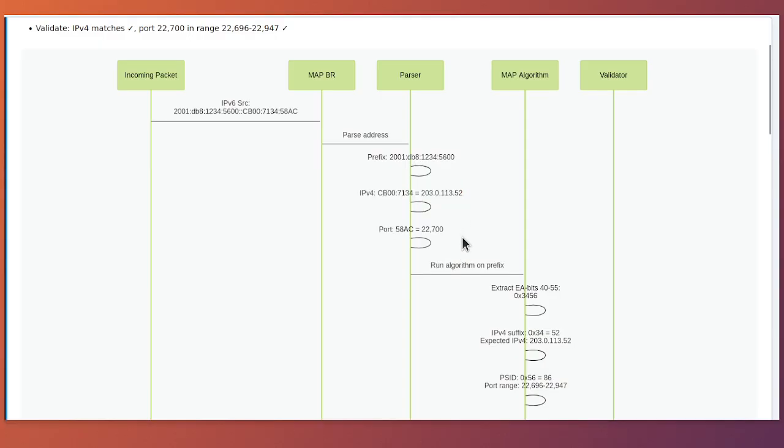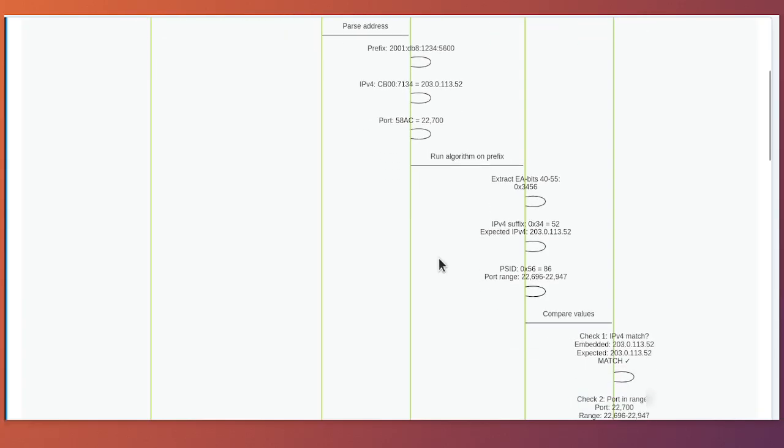The embedded IPv4 address is in hex groups CB00 and 7134. Converting these back to decimal, CB is 203, 00 is 0, 71 is 113, and 34 is 52. So the embedded IPv4 address is 203.0.113.52. The embedded port is in hex group 58AC. Converting to decimal, 58AC hex equals 22,700 decimal. So we have extracted IPv4 address 203.0.113.52 and port 22,700 from the IPv6 address.